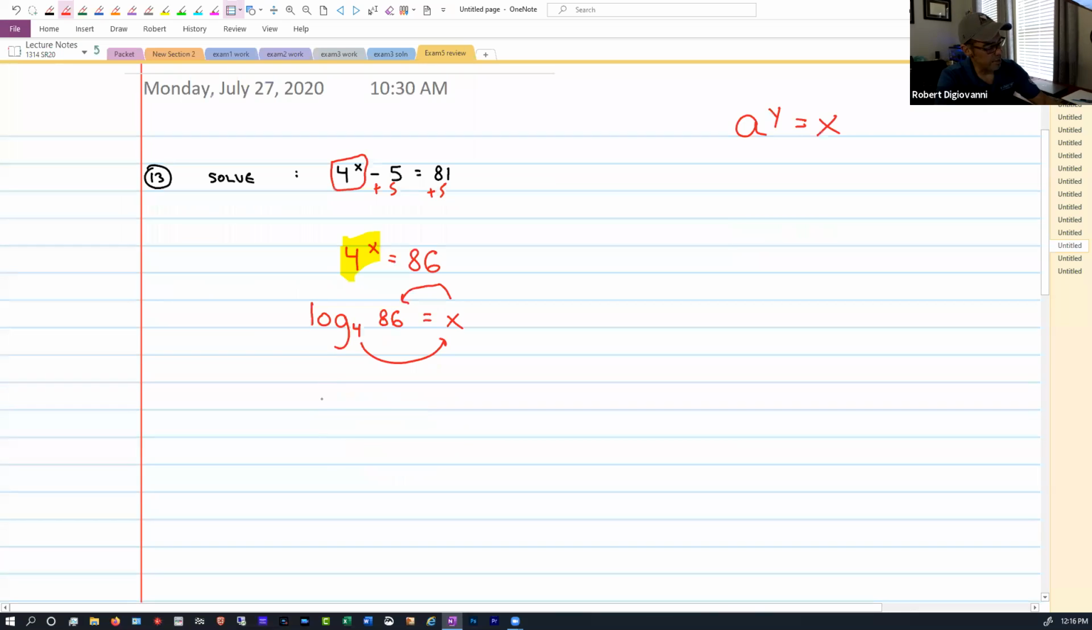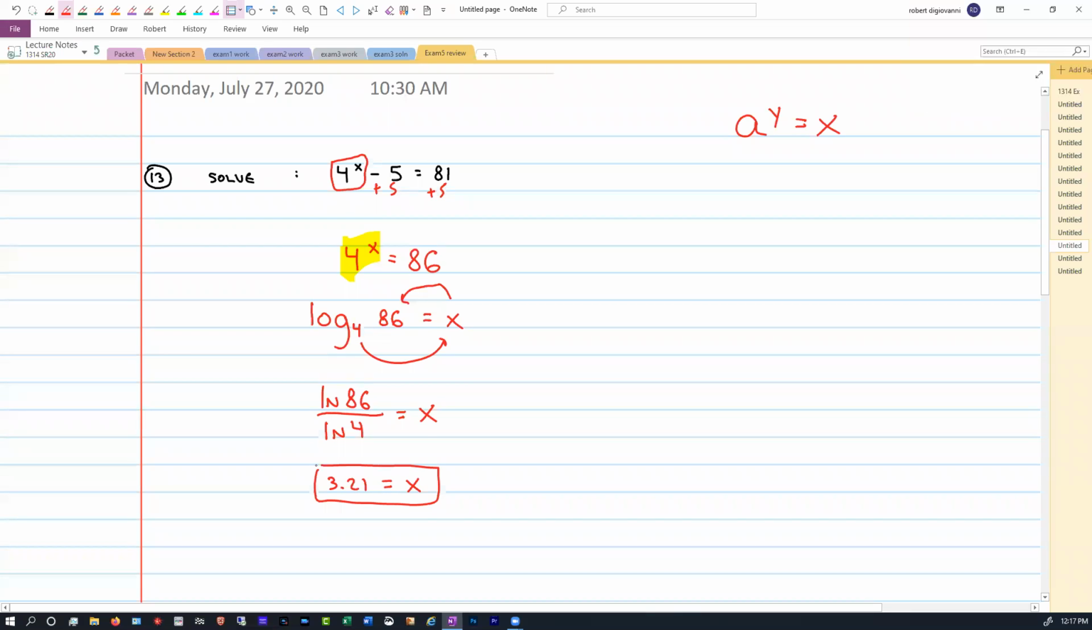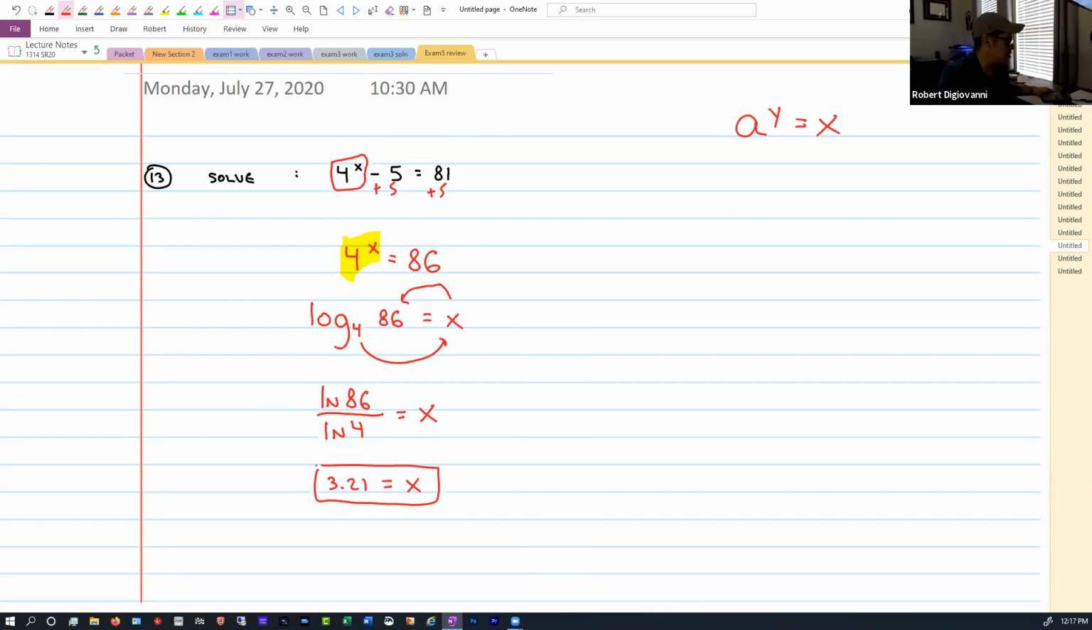And now we use the change of base formula. The left side becomes natural log of 86 over natural log of 4. That's equal to X. And we do this. Calculator, natural log 86 divided by natural log 4. I'm getting 3.21. Yeah, 3.21. And don't worry so much about the rounding. Just give me a couple of decimal places. We're good.